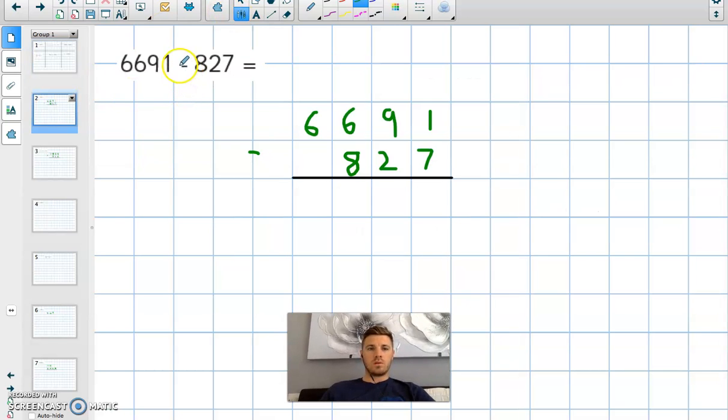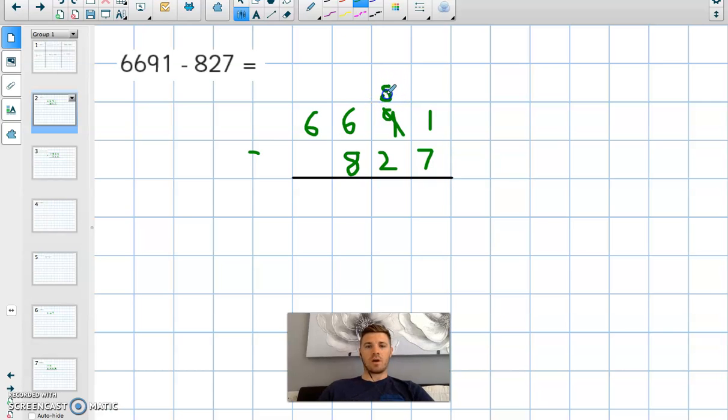Question 1, subtracting two numbers. So I used the formal method and I placed the largest number on top. Now remember that you're subtracting this number away from the top number. So we always start off with the smallest digit. 1 take away 7 we can't do because the bottom number is bigger than the top number. So we need to borrow from next door, an exchange.